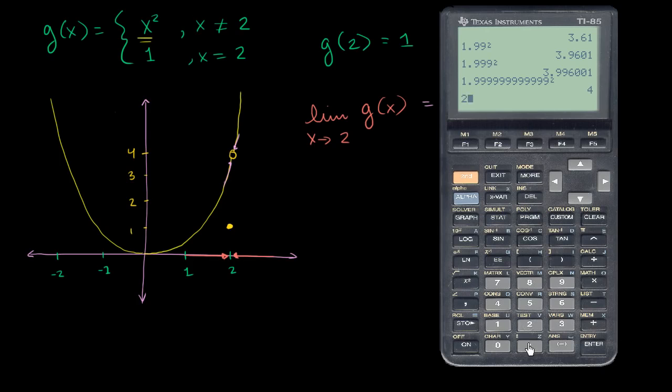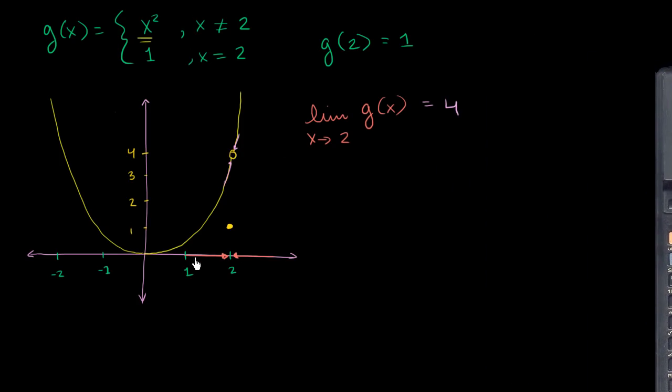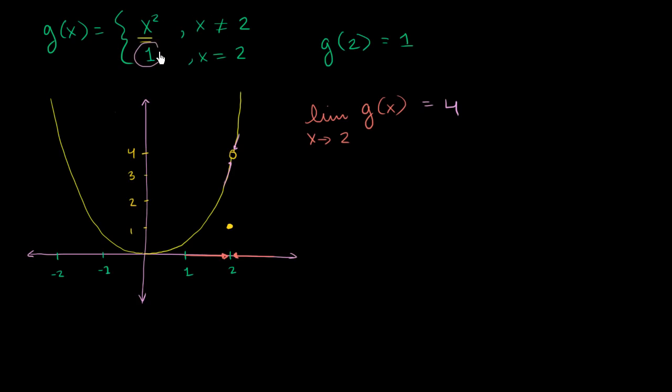So if we try 2.1 squared, we get 4.4. Let me go a couple of steps ahead. 2.01, so this is much closer to 2 now, squared. Now we're getting much closer to 4. So the closer we get to 2, the closer it seems like we're getting to 4. So once again, that's a numeric way of saying that the limit as x approaches 2 from either direction of g of x, even though right at 2 the function is equal to 1 because it's discontinuous, the limit as we're approaching 2, we're getting closer and closer and closer to 4.